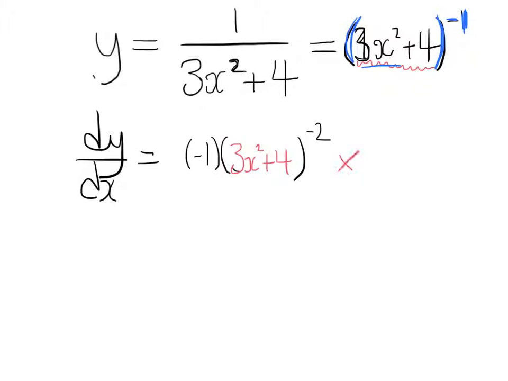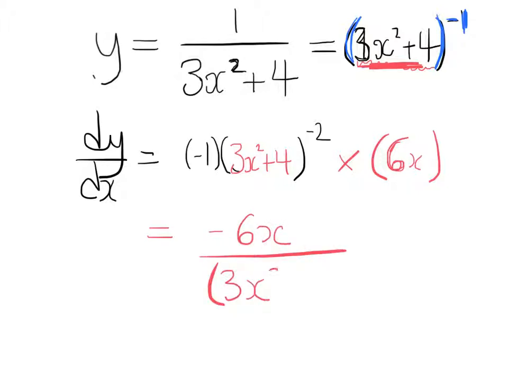Now we just need to multiply this by whatever we get if we differentiate the baby function, which is this. So if we differentiate 3x squared, we get 6x, and if we differentiate 4, we get 0, so it's just multiplied by 6x, and so that gives us minus 6x over 3x squared plus 4 squared.